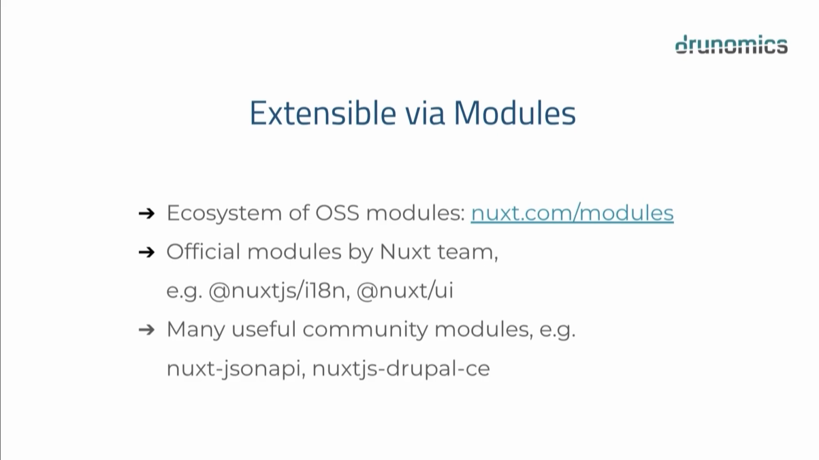Some of those you have already seen, like the image module or the fonts module. But there are also more: there's an i18n module for multilingual websites, or there's this Nuxt UI module which adds in a special Nuxt UI component library, which is also maintained by the Nuxt team. But of course, there are also many useful community modules. There's, for example, the Nuxt JSON API module, which is a JSON API client, or there's this Nuxt.js Drupal CE module, which is one of the modules that we are maintaining. It's connecting Nuxt to Drupal via custom elements.